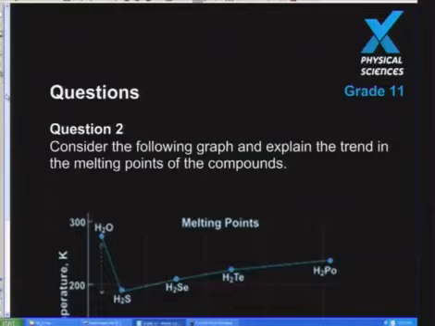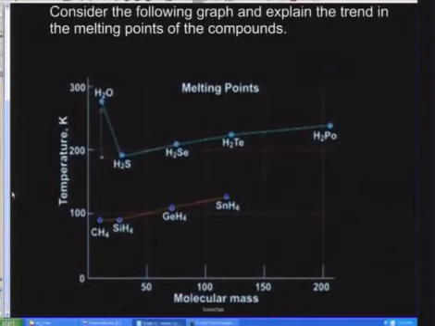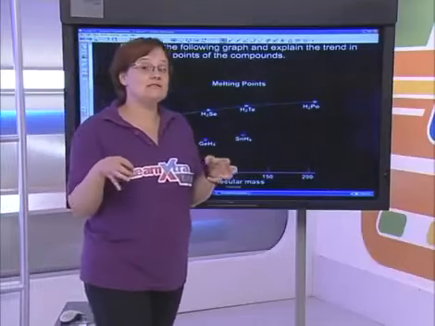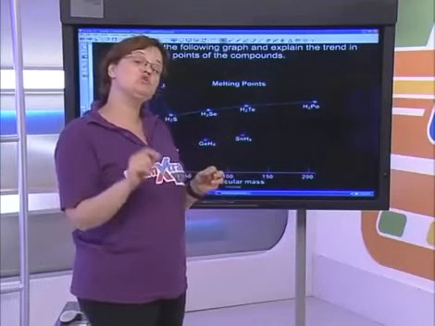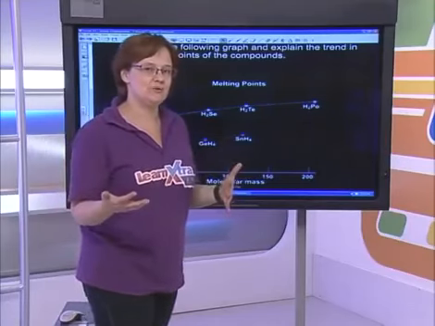There is a graph. It says, consider the following graph and explain the trend in the melting points of the compounds. Now, if you look here, H2O, H2S, and then it goes up, CH4, SiH4, these are all in the same group. But let's consider the first one with the water. Water has an unexpectedly high melting point compared to the rest in this trend. This is actually all in the same period. What that means for us is that water has a very, very strong intermolecular force. It's a special intermolecular force called hydrogen bonding.